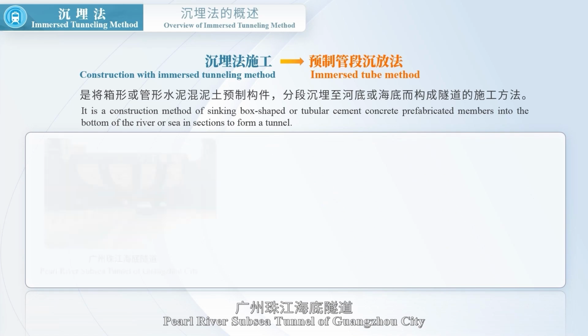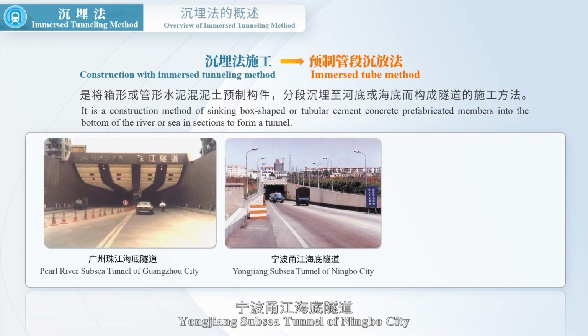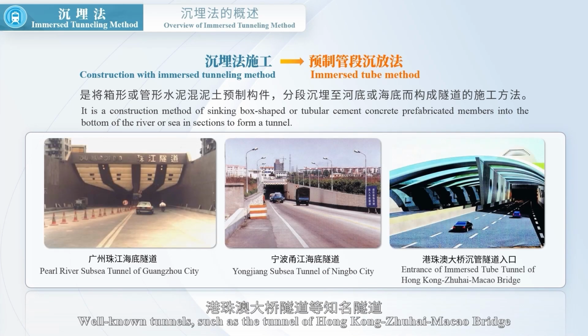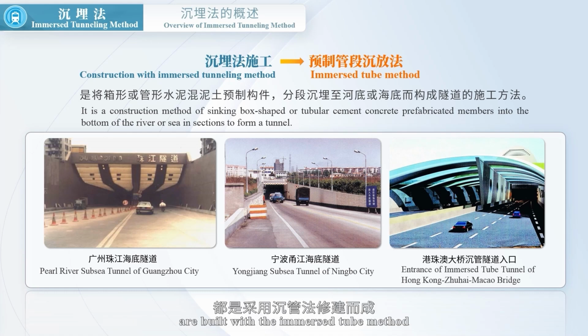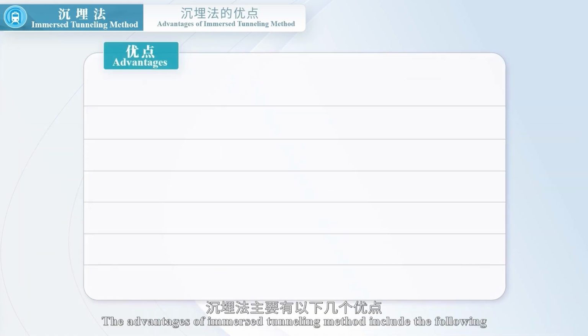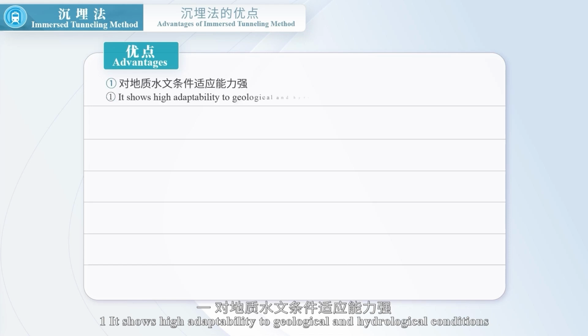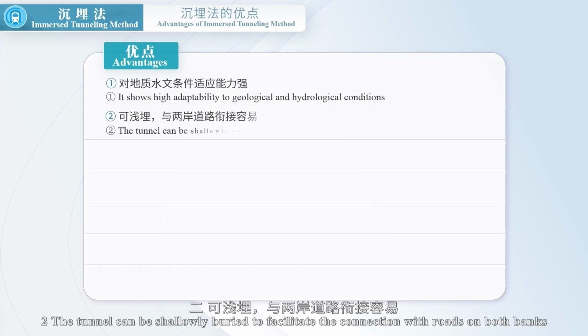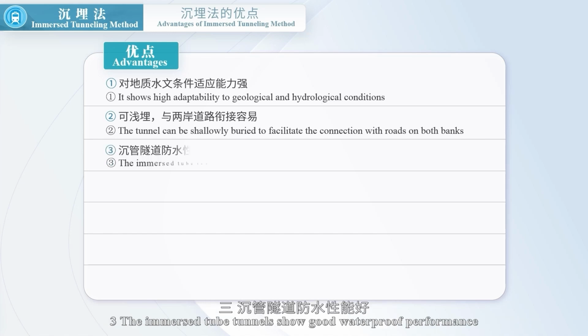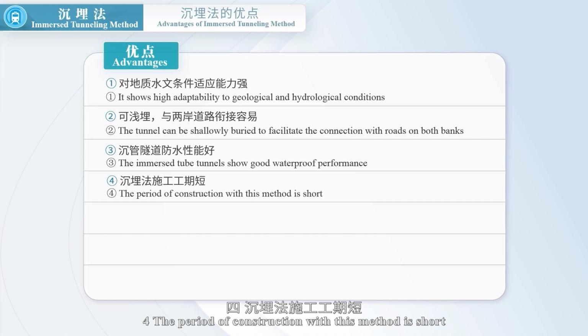Pearl River Subsea Tunnel of Guangzhou City, Yongjiang Subsea Tunnel of Ningbo City, and well-known tunnels such as the Tunnel of Hong Kong-Zhuhai-Macau Bridge are built with the immersed tube method. The advantages of the immersed tunneling method include the following. 1. It shows high adaptability to geological and hydrological conditions. 2. The tunnel can be shallowly buried to facilitate the connection with roads on both banks. 3. The immersed tube tunnels show good waterproof performance, for the period of construction with this method is short.